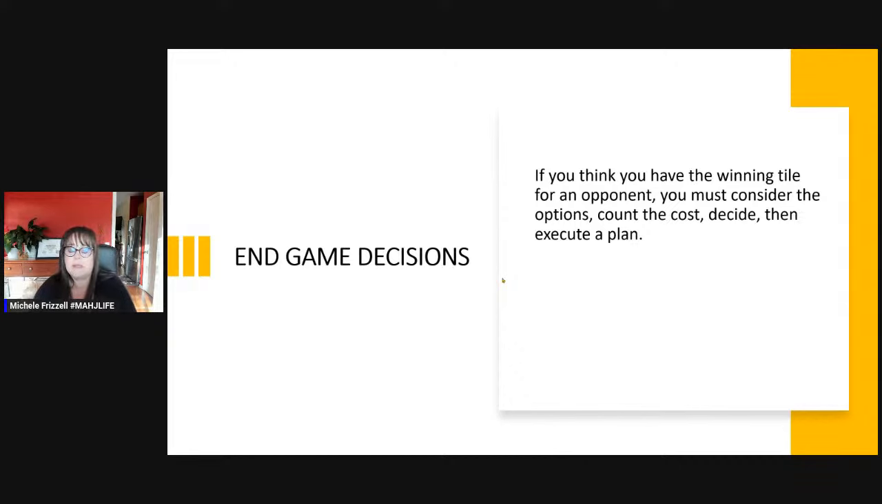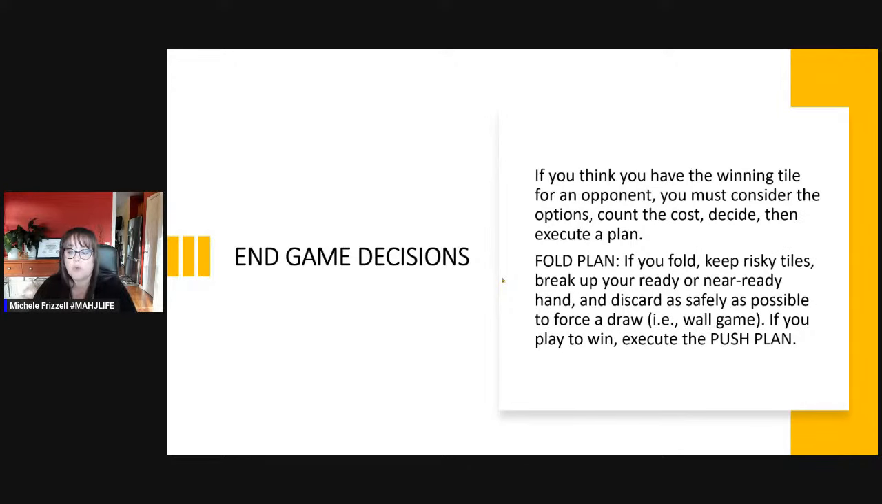If you think you have the winning tile for an opponent, so you picked a risky tile, if you think that could be a winning tile for your opponent, you have to consider the options, count the cost, make a decision, and then execute a plan. If you decide to fold, you're going to keep the risky tiles, and then you're going to break up your hand and discard as safely as possible in order to end the game with a draw, if possible. If you're going to play to win, execute the push plan that we talked about before.